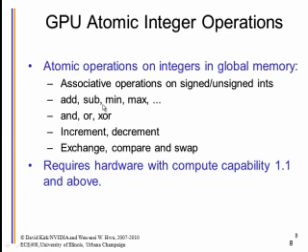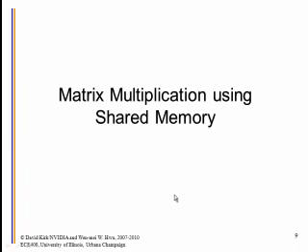And to support atomic operations, the hardware requires compute capability higher than 1.1. Okay, so that's pretty much all I have about this for now. So I'll stop here, then we'll talk about matrix multiplication using shared memory next time. Okay, good luck.